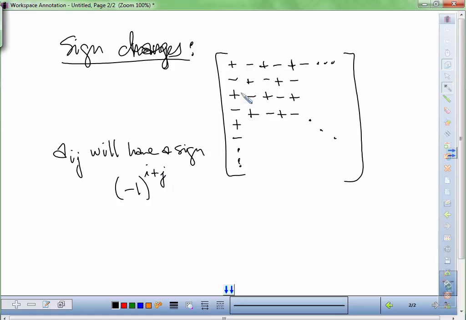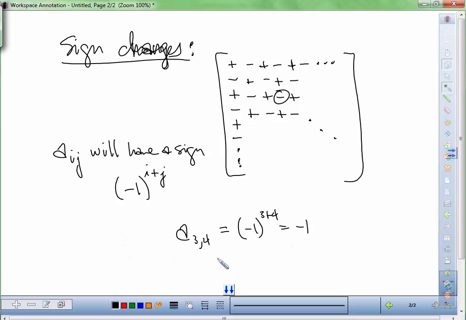So in a 3 by 4, the third row and the fourth column will have a sign that's -1 to the 3 plus 4. -1 to the 7th is equal to -1. And so we have a negative sign in that slot.